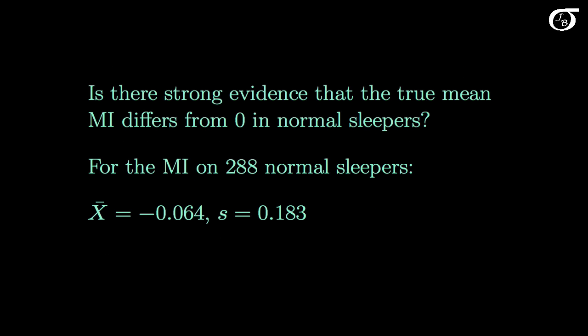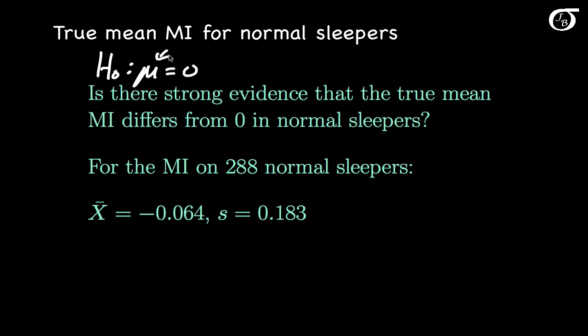A natural question that arises is, is there strong evidence that the true mean MI differs from 0 in normal sleepers? So we may wish to test the null hypothesis that mu is equal to 0, where mu is the true mean MI value for normal sleepers. Here we're interested in a difference from 0 in either direction. We'd like to know whether it's greater than 0 or whether it's less than 0. So we're going to test the null hypothesis against the alternative hypothesis that mu is different from 0.